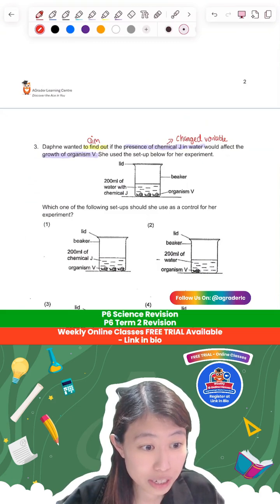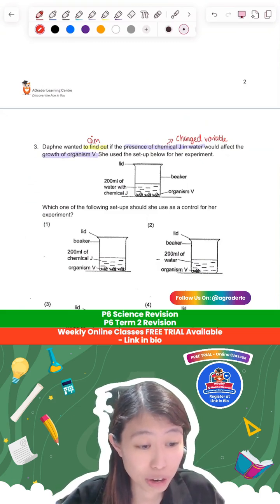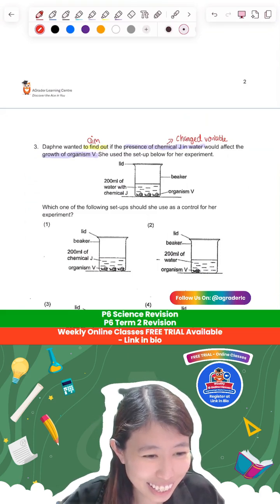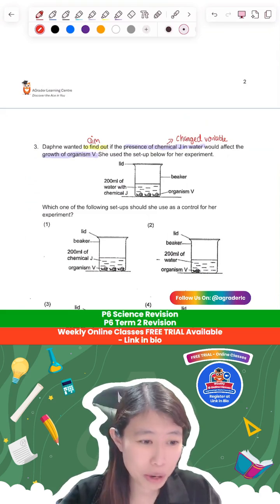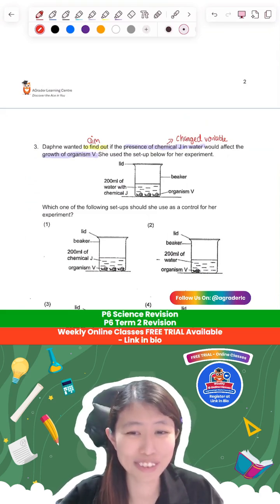Some of you, your school also teach adaptation already. That's very fast. Hello, do y'all know what's my measured variable over here? Thank you, Rolex Man 79.